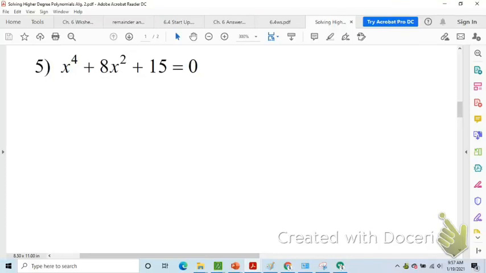Alright, numbers 5 and 6 for this next video here. There's an x to the fourth, so I'm going to treat it as if I see this: x squared plus 8x plus 15. Now if I just saw that, that'd be an easy x method problem. What two numbers multiply to 15 and add up to 8? Well, that's 5 and 3. So it'd be x plus 5, x plus 3.